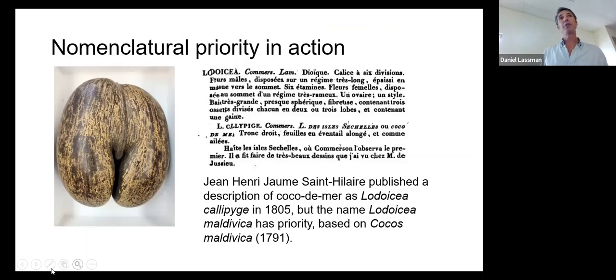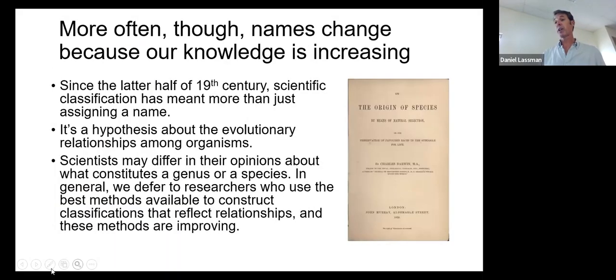But it was named Cocos maldivica in 1791 by a botanist. And that name kind of fell into obscurity. And another botanist named Jean-Henri Zanler published a new description of it, the Coco de Mer, under the genus Lodoicea, and he called it Callipyge, which means nice bottom. Unfortunately, it was a younger synonym of Lodoicea maldivica. So we don't get to use Callipyge, but it's exactly priority in action, working for you.